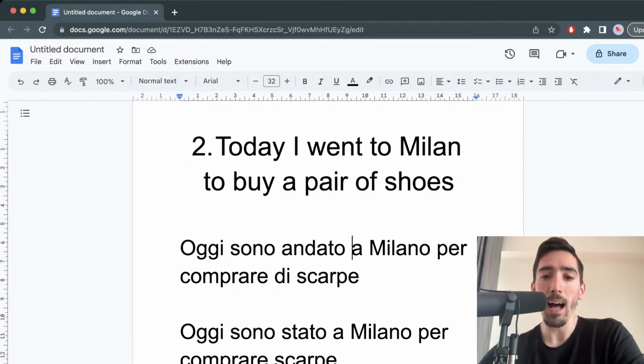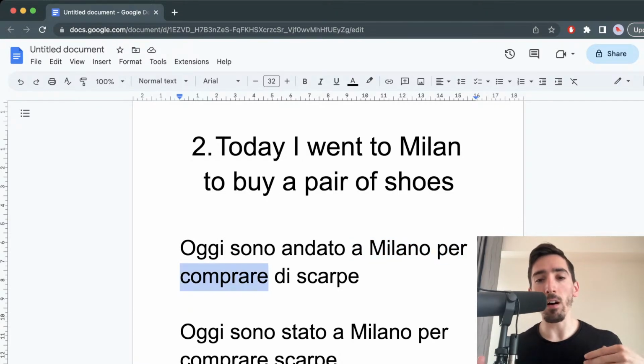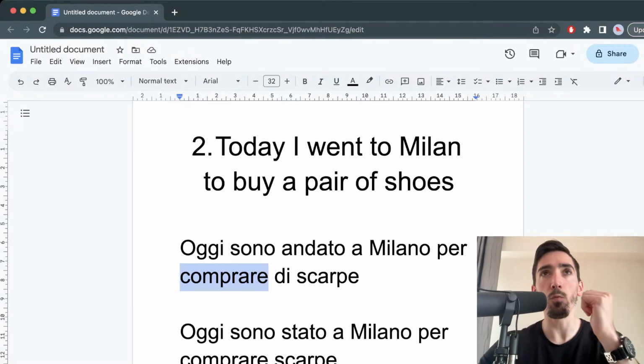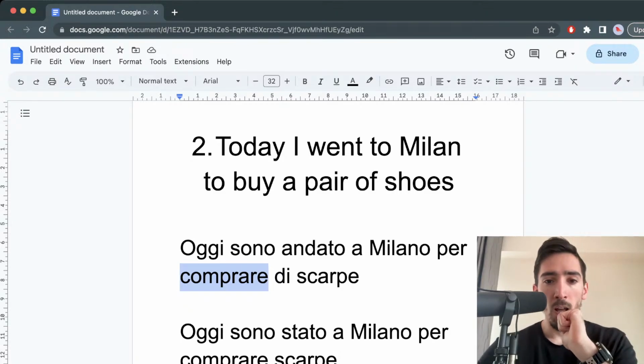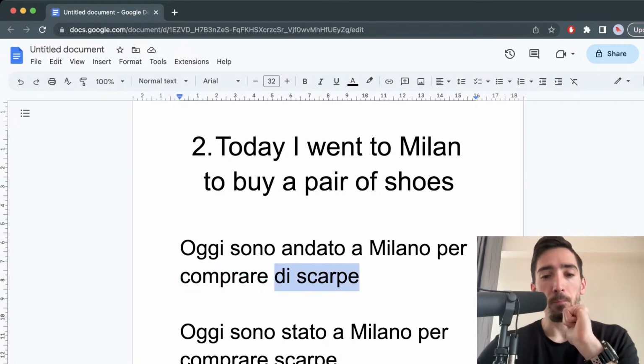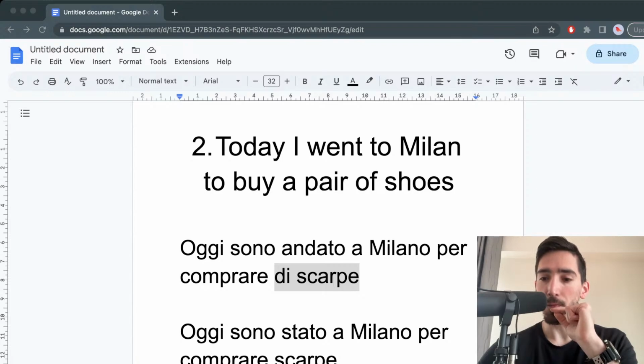Today I went to Milan, a Milano, per comprare, to buy. So it follows the same pattern as it would in English. Per comprare. Comprare is an infinitive present tense of the verb to buy. Di scarpe. So di scarpe, of shoes, right? Oh, okay. So yeah, Mark says, I don't know the word for pair. Pair is paio.